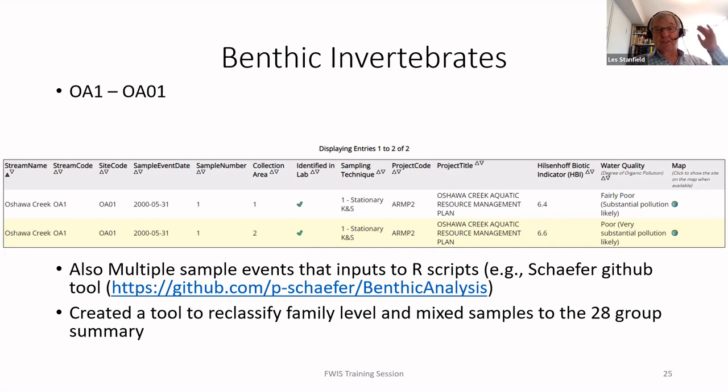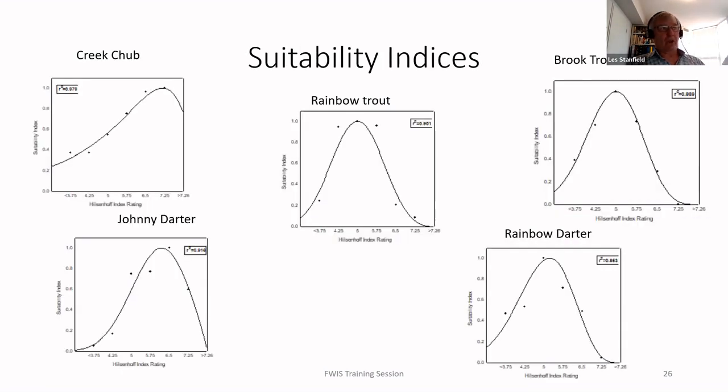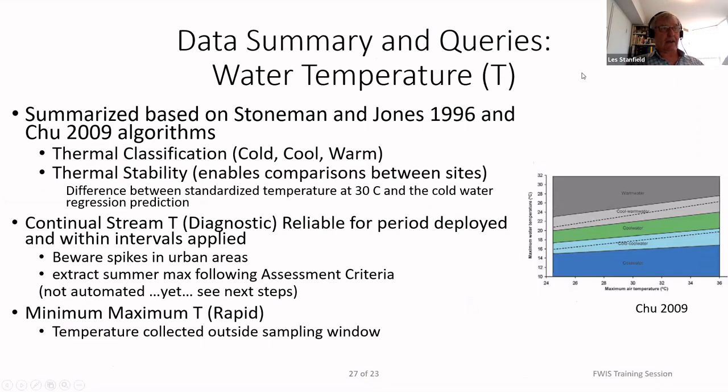So we're really taking advantage of the R scripts. There was no sense in us duplicating that effort within FWIS when all we had to do was standardize the export. By having all of this data in the same format, it makes it very easy for our scripts to analyze it. So very pleased with both of those. We also have a whole series of suitability indices for the fish that were generated a long time ago, but some of them are pretty darn cool for the various Hilsenhoff ratings and also fish.